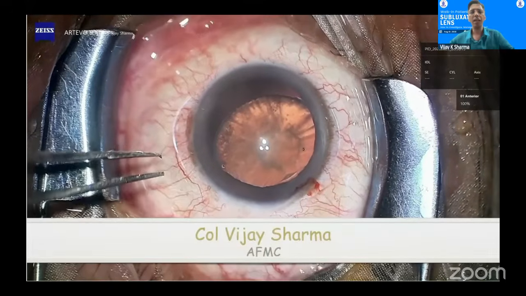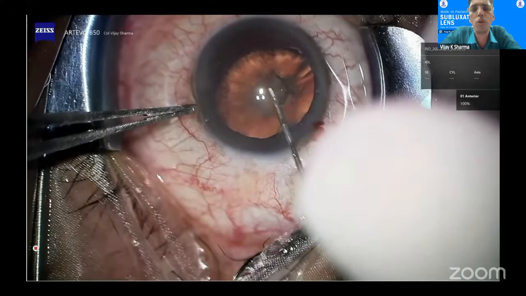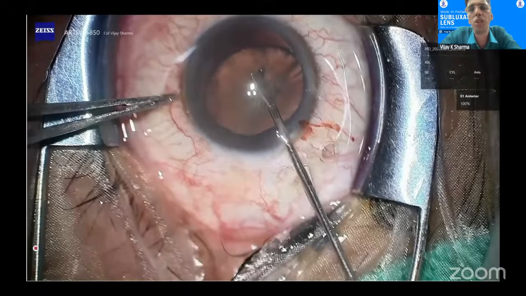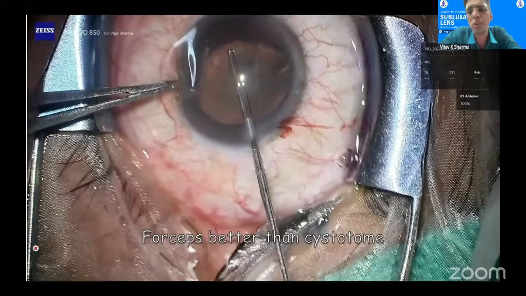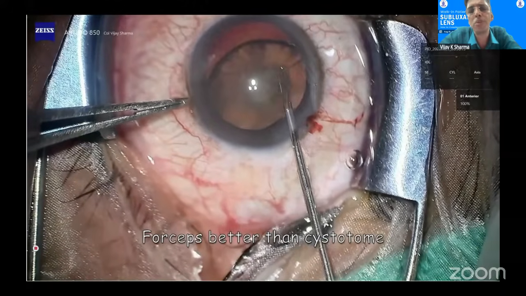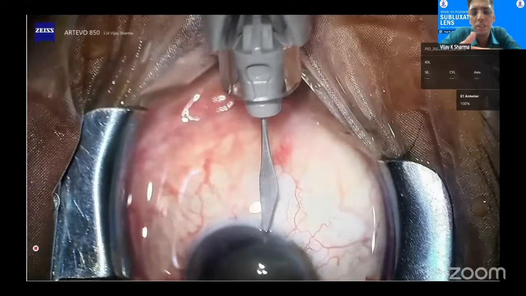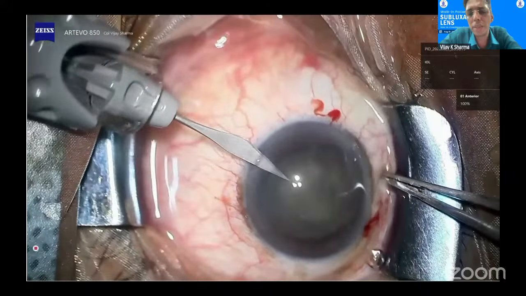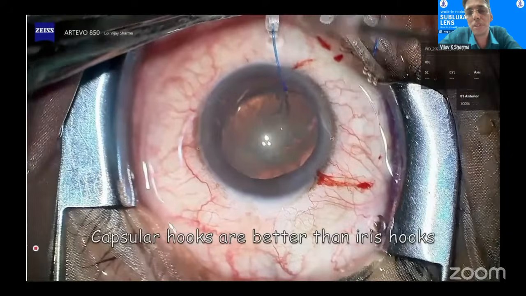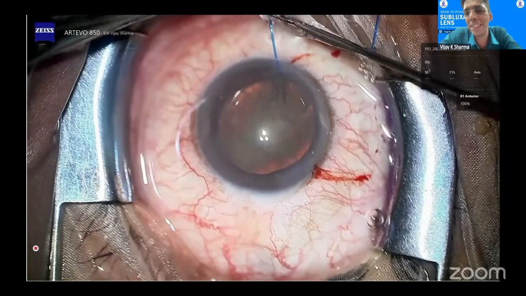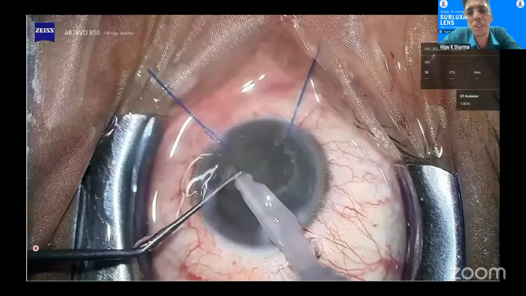Now this was another case where you can see that the subluxation is significant, from 5 o'clock up to 10 o'clock, 11 o'clock position. So almost 6 clock hours, 7 clock hours of subluxation. For the rhexis in such cases, a cystotome is not a good option. It's better to use a forceps, because with forceps it's a dual pull, not only the circumferential pull. So you can do the capsular rhexis easier with a forceps compared to a cystotome. And capsular hooks would have been a better option in this case, though we are using iris hooks here, but capsular hooks are definitely a better option than iris hooks.